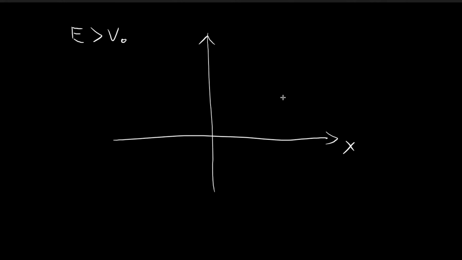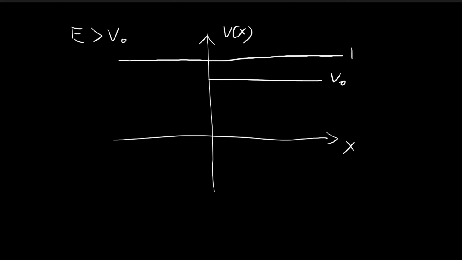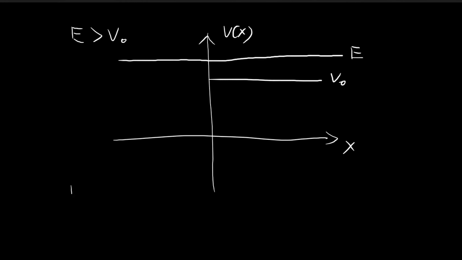So now we're going to deal with the case where the energy level is larger than V naught. So what we're going to be dealing with now is a potential that looks something like this, and this time the energy level is above V naught. So the energy level will be somewhere around here. So let's try to solve the Schrodinger equation, and then our goal here is to find the transmission coefficient. So that's what we're going to be focusing on in this video.